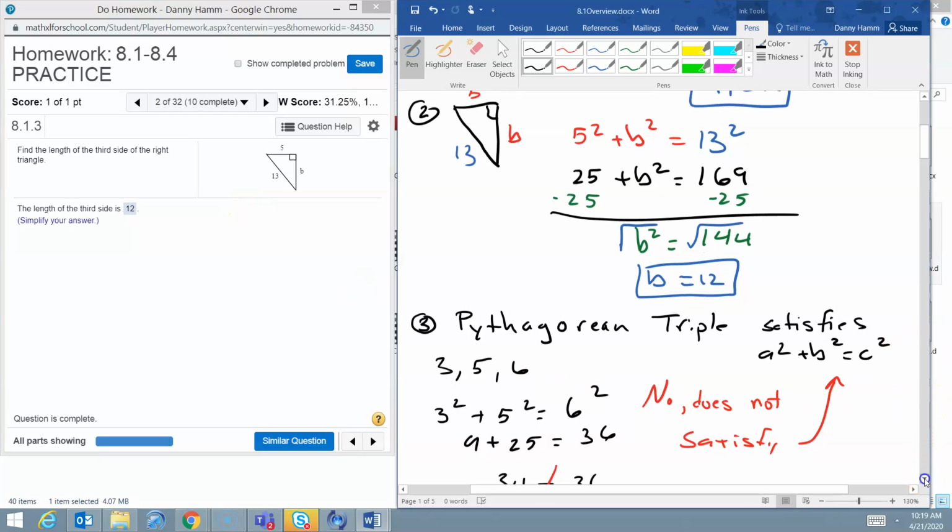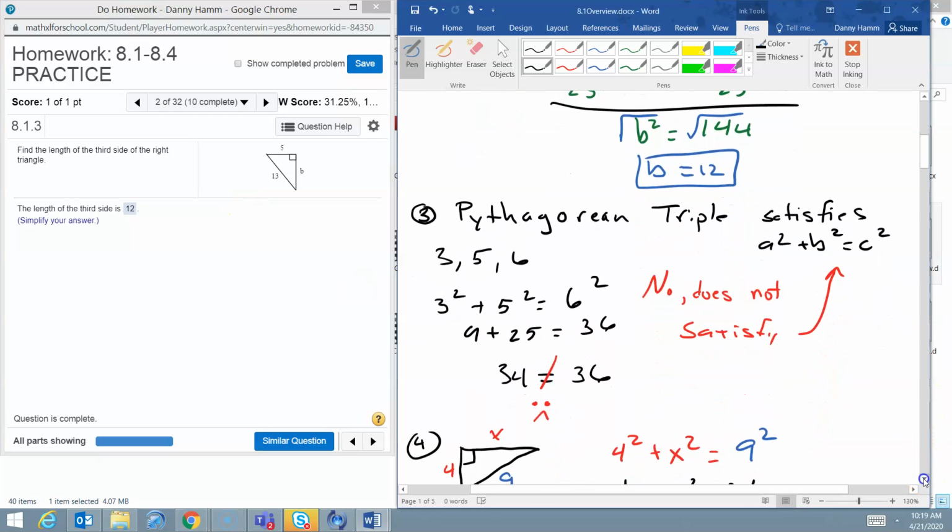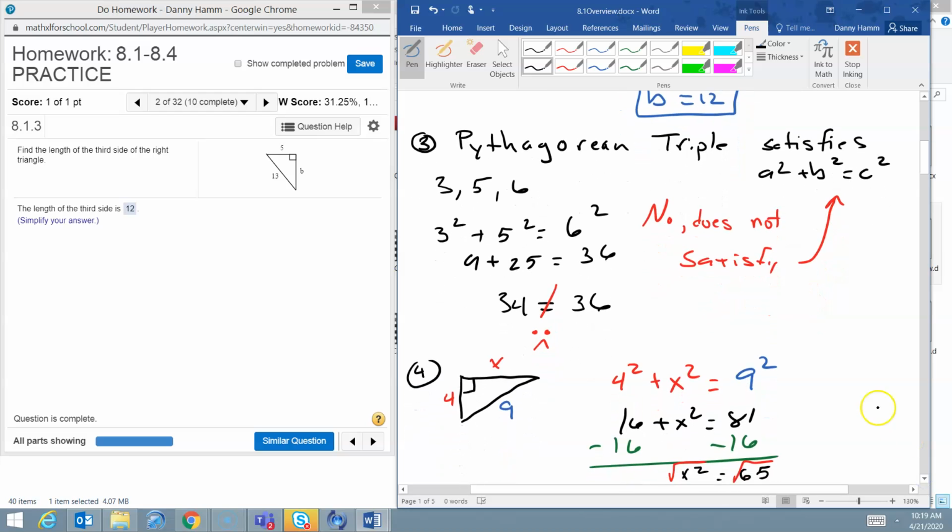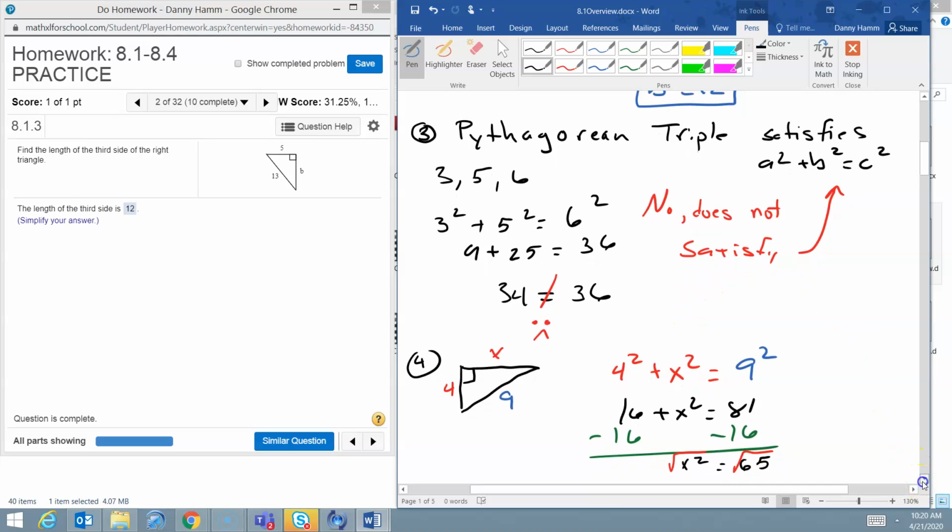In number 3, we are simply seeing if this is a Pythagorean triple, which just means it satisfies the Pythagorean theorem. So we do this. I square my 3 and my 5, and I end up with 34. I square my hypotenuse of 6, I get 36. That does not equal each other. So no, this is not a Pythagorean triple.